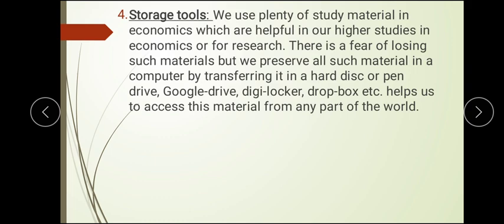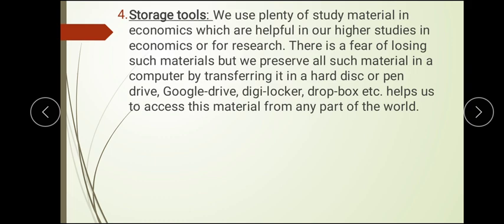For that, you can take all this material onto a hard disk. You can take all these PPTs and videos and store them on a hard disk or pen drive. You can also use the internet and store on Google Drive, or DigiLocker, or Dropbox. Different applications are available where this material can be stored.